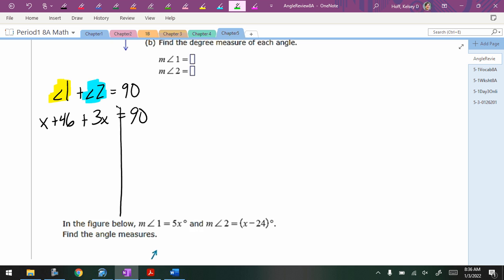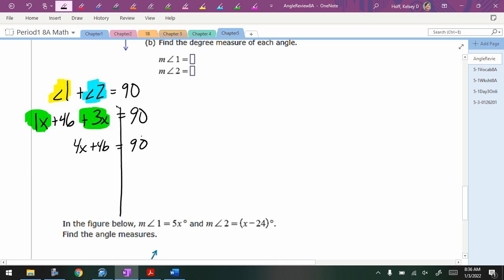Before we subtract 46, put our x's together. They're all on the left-hand side, correct? But we have an x here and a 3x here. So I need to combine like terms. What number is really in front of this x? A 1. 1 plus 3 is 4x. I haven't done anything with my 46 equals 90.